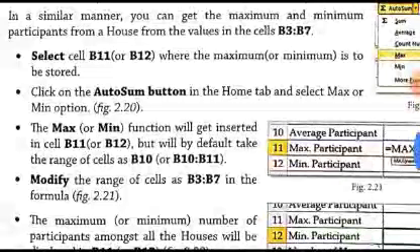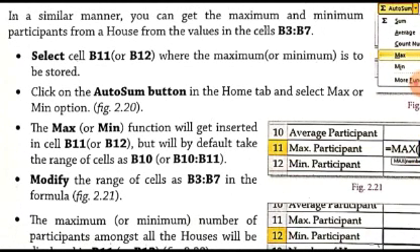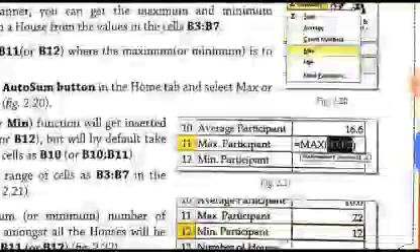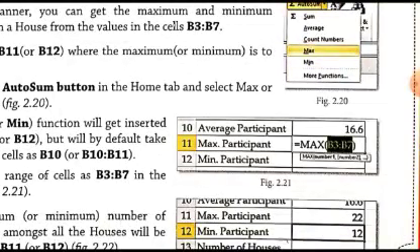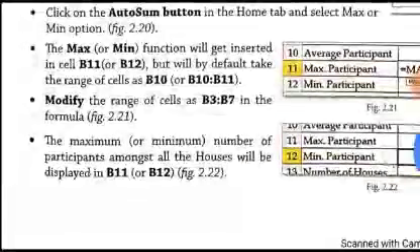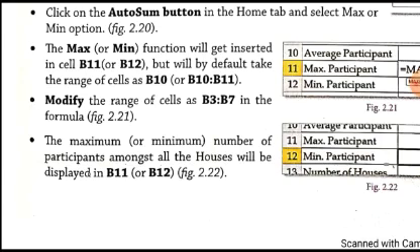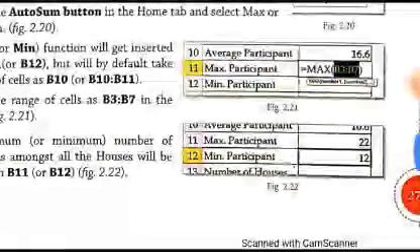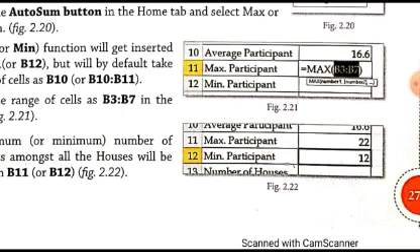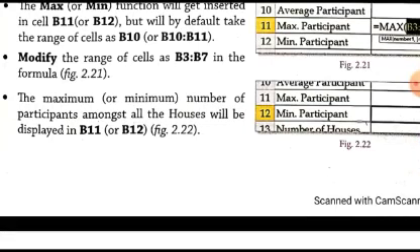Now we have to modify the range of cells to B3 to B7, because we want to consider those values in the range. So after it takes the default value, we will modify it from B10 to B3 to B7. Then the maximum or minimum number of participants among all the houses will be displayed. After modifying the max formula, we will press the enter key.